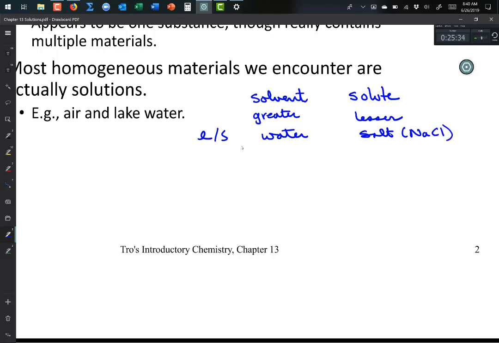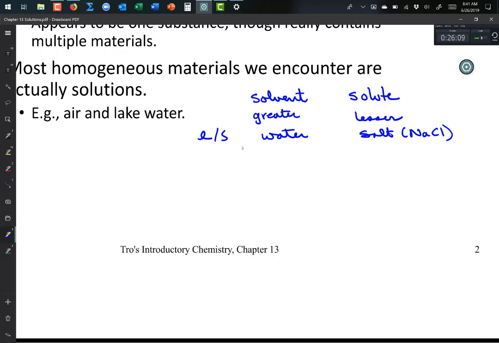Anybody know any other common solutions? Ones you encounter every day? What? Bouillon. Yes, got it. Bouillon. Yeah, but it has some chunks in it, right? Not all of them. Not chicken? Yeah, so if there's no chunks in it, then it's homogeneous and it's a solution. So it's whatever the chicken stuff is in water, right? The bouillon cube itself would be the solute and the water would be the solvent.